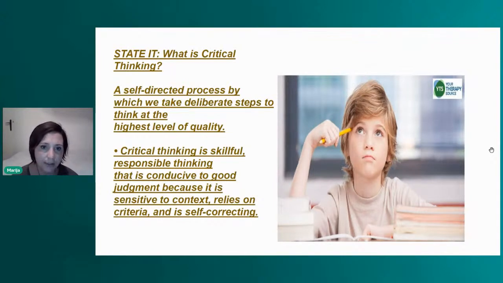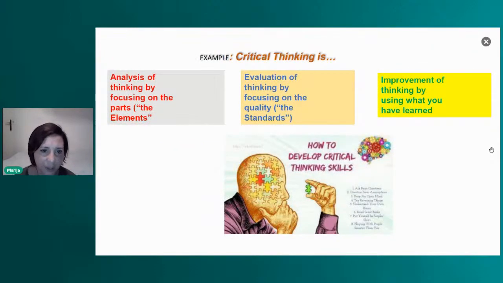Also, we can say that students have critical thinking when there is analysis of thinking by focusing on the parts, like the elements; evaluation of thinking by focusing on the quality and the standards; and improvement of thinking by using what you have learned. So what we or our students have learned, we can use as an improvement, to show others that our thinking is the right way, or how we see the problem or the resolution of that problem. Also, we can encourage our students.